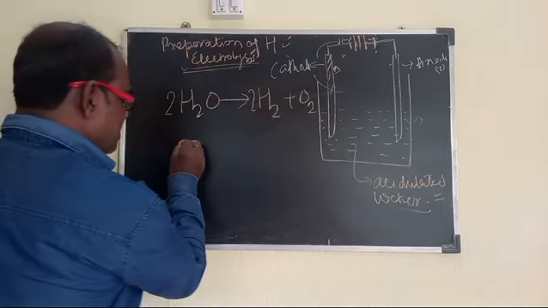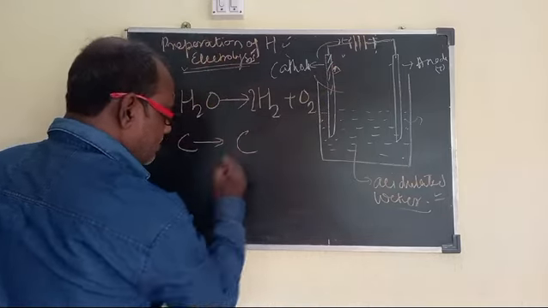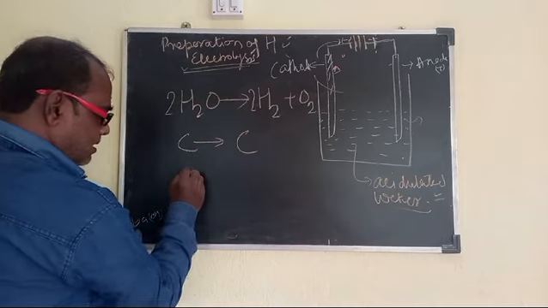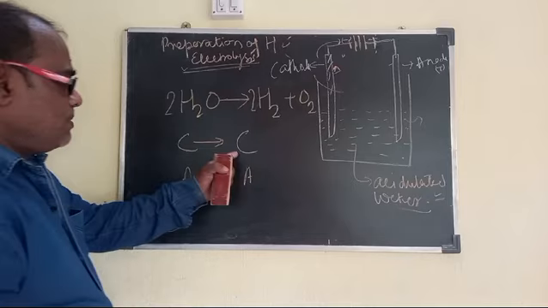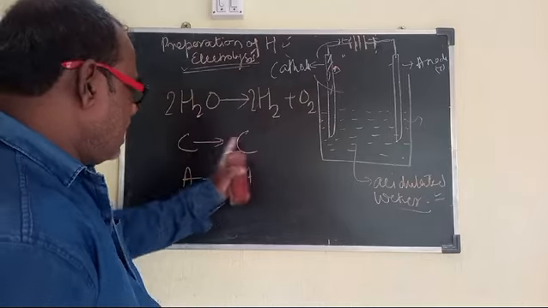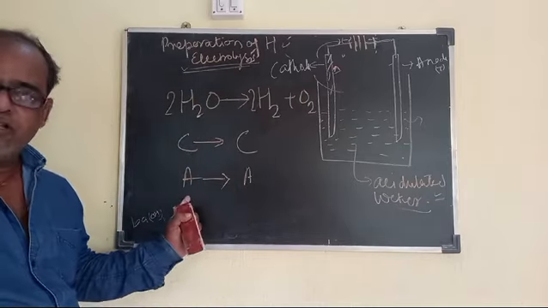Always remember C to C. This formula you have to remember: C to C, A to A. What is C to C? C to C means cations to cathode. A to A means anions to anode.